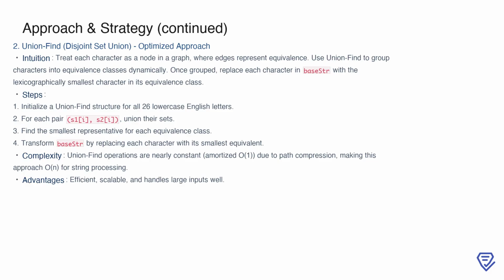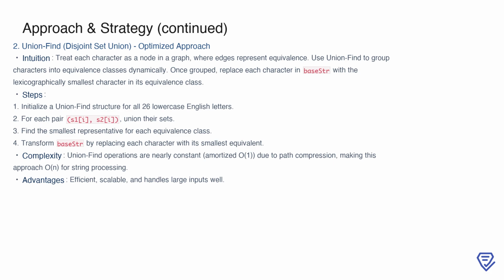Here, we treat each character as a node in a graph, and the pairs of characters from S1 and S2 form edges between nodes. Using union find, we can dynamically group these characters into equivalence classes. Once the groups are formed, we replace each character in base str with the smallest character in its equivalence class.